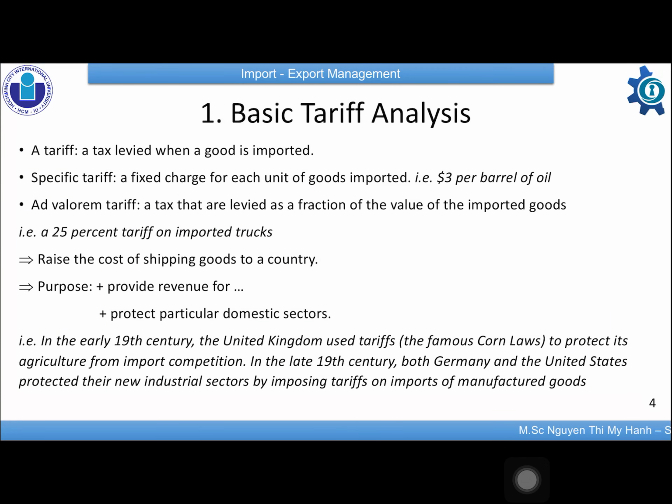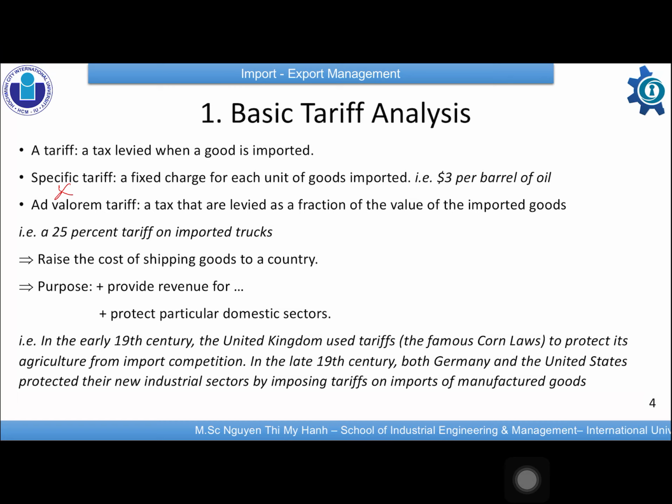So what is a tariff? A tariff is a tax levied when a good is imported. It's the amount of money they have to pay when they import a product into the country. And tariffs are divided into two different kinds. The first one is the specific tariff, and the second one is the ad valorem tariff. What is the difference between them?